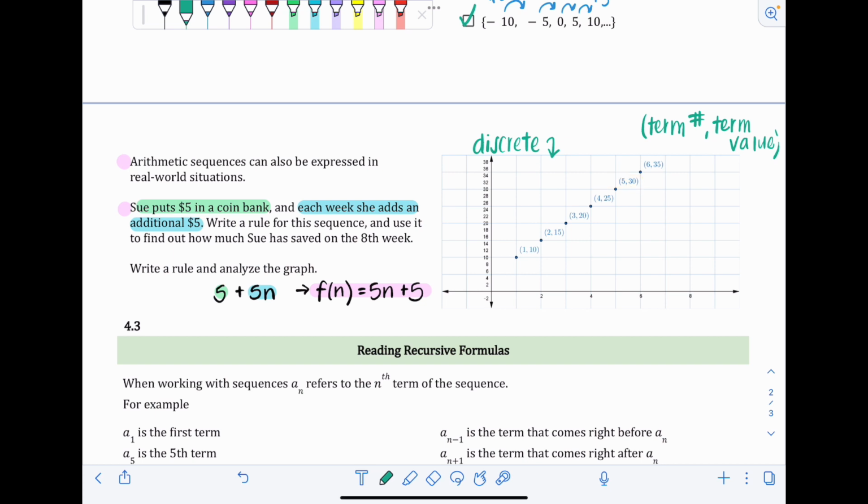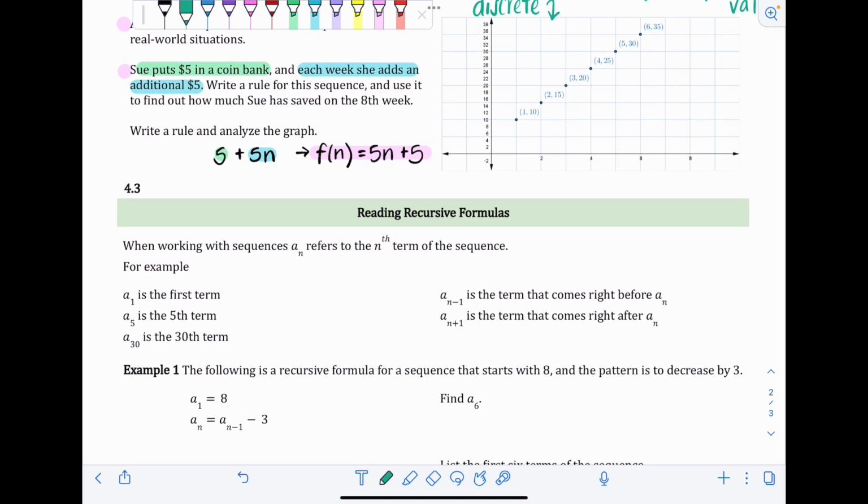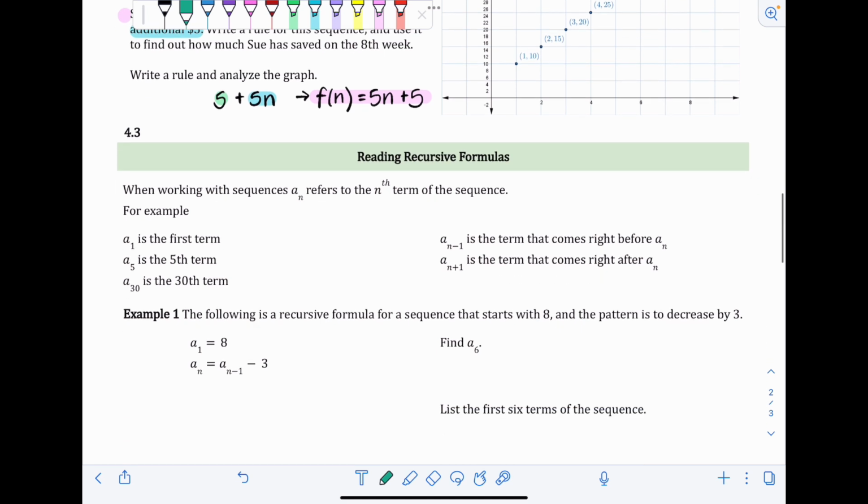Okay, so moving down to 4.3. So 4.3 is reading recursive formulas, and there's two different types of formulas in this unit: recursive and explicit. So this is recursive. Before we get into that, we want to talk about how to read sequence terminology, which is something that's new.